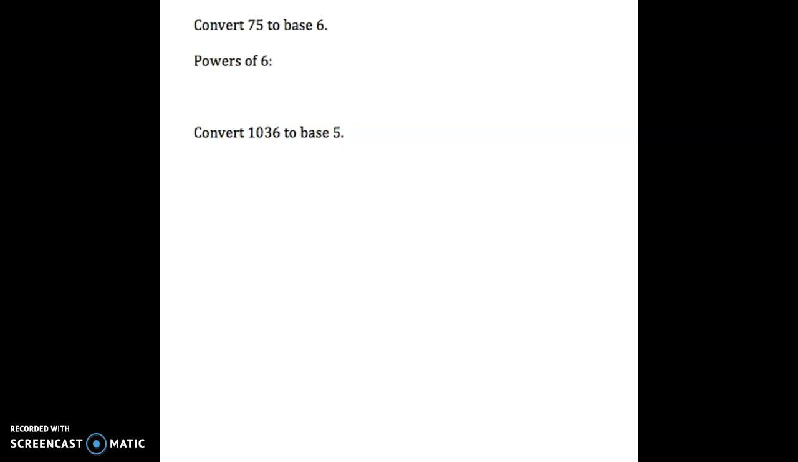Powers of 6: 6 to the 0 power is 1. Anything to the 0 power is 1. 6 to the first power is 6. Really what I'm looking for is the first one that goes over the number that I'm trying to convert here. So I'm not there yet. 6 is smaller than 75, so I'm going to keep going.